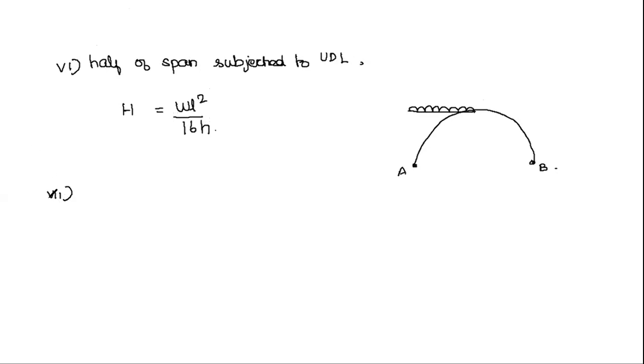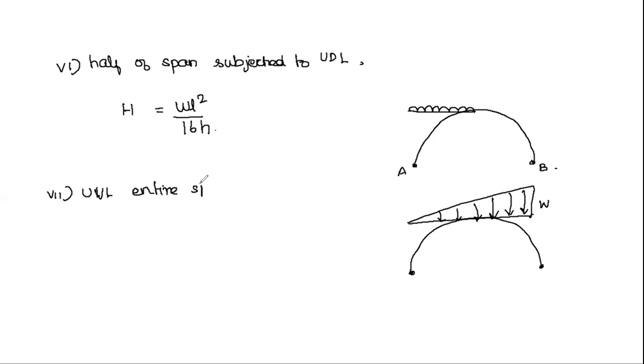And the seventh condition, when a two-hinged parabolic arch carries varying UDL, 0 at end A and intensity of W at end B, so UVL over the entire span. So here the value for horizontal thrust H is equal to WL square divided by 16H.